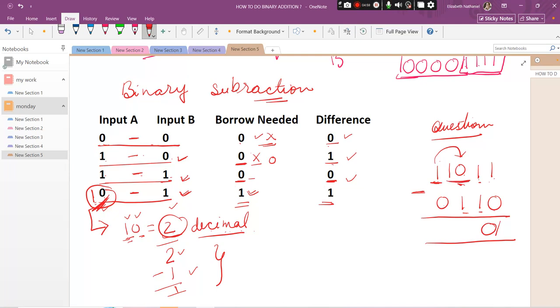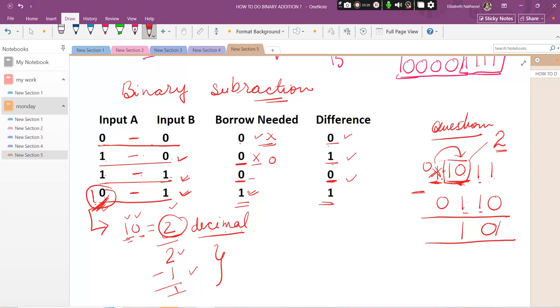It has become 10. Okay, and this one is nothing, so I will just cross it out, so that you understand. It is now nothing, or simply you can say 0. Now I have told you that this 1 and 0 means, in decimal, in computer maths, it is 2. Okay, so 2 minus 1 is equal to 1.